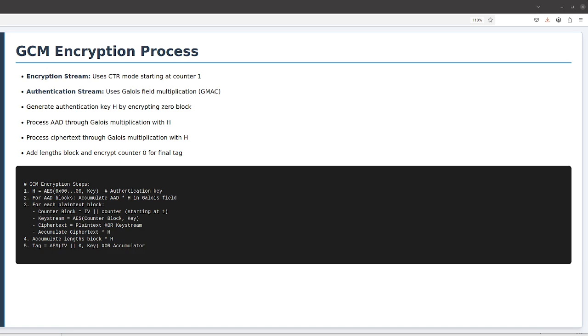After processing all the data, you create a final block containing the bit lengths of the AAD and ciphertext, multiply it with H, and add it to the accumulator. Finally, you encrypt counter block 0 using AES and your key. This produces a value that you XOR with your authentication accumulator. The result is your authentication tag. This tag is what proves that neither the AAD nor the ciphertext has been modified.